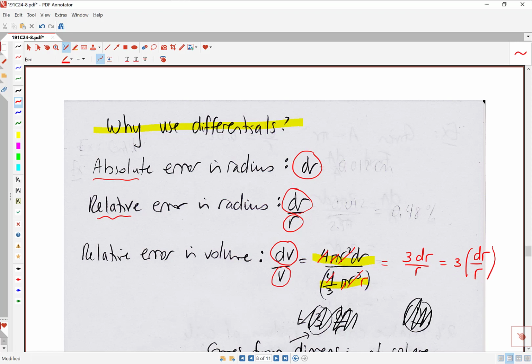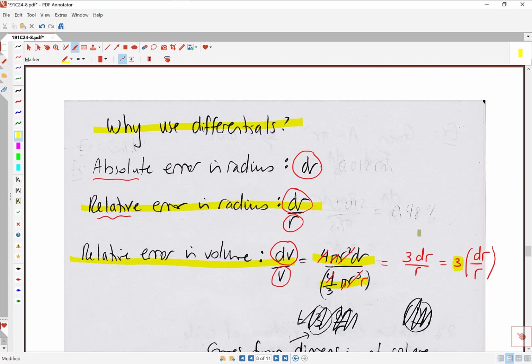So what this is saying is that whatever your relative error in the radius is, let's say it's 1%, the relative error in the volume is going to be exactly 3 times that. So if your relative error in the radius were 1%, relative error in the volume would be 3%. If your relative error in the radius were 8%, your relative error in the volume would be 24%. So that's pretty interesting that the relative error in the volume comes out exactly 3 times the relative error in the radius.